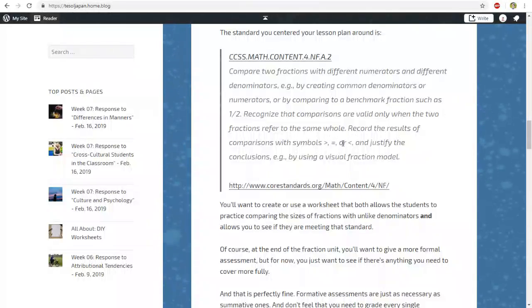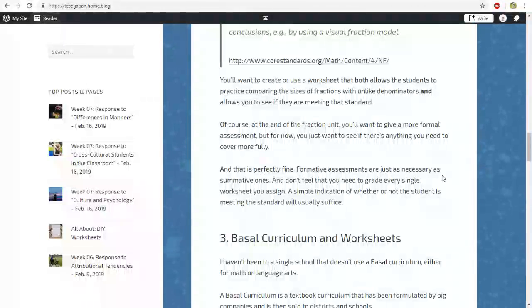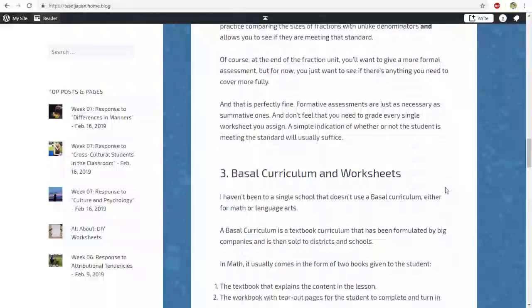So when they write it down, they want to write these symbols to describe whether it's greater than, equal to, or less than, and then justify those conclusions. I couldn't really find a worksheet that did that. And so I ended up making my own. And of course, using a worksheet, that's to help me know, are they getting this right now? And then I'll give them an actual formal assessment on it later, and that's fine.